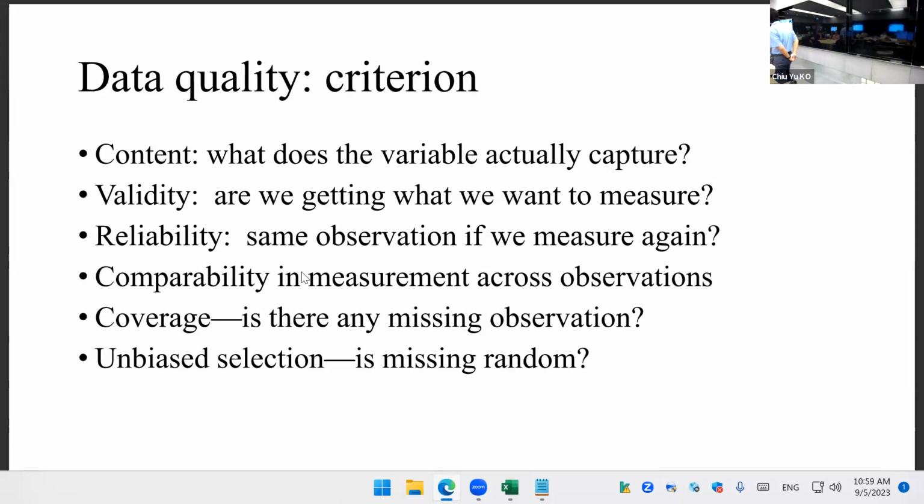So what are the criteria to judge whether data is good? I think the book laid out the following six. First, if we collect the data by ourselves, it shouldn't be an issue, because we know what we're answering, so we collect the right thing. But the problem is when you're using data collected by others, or collected for another purpose. When you use it, you have to know what's going on. The first one is what the variable actually captures.